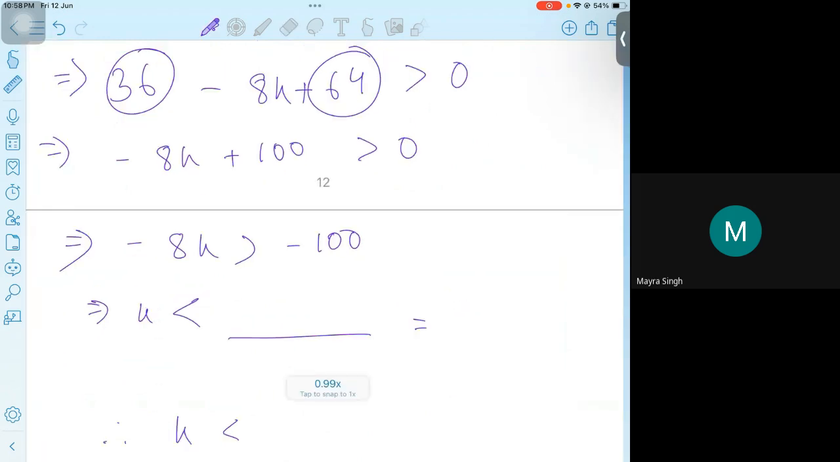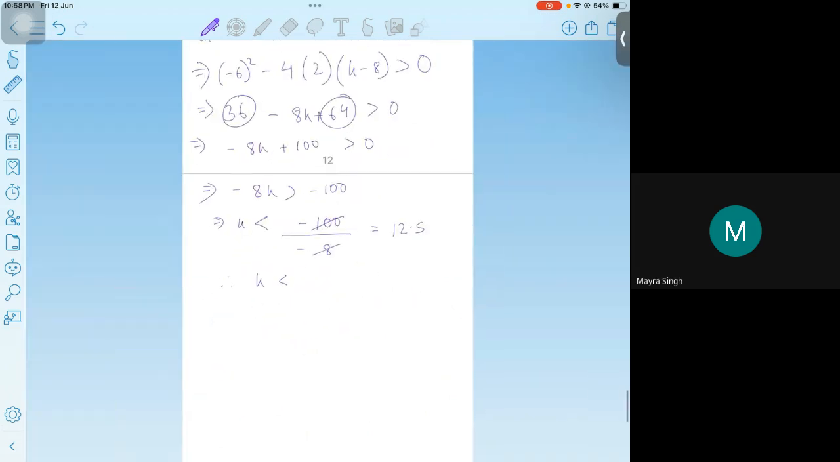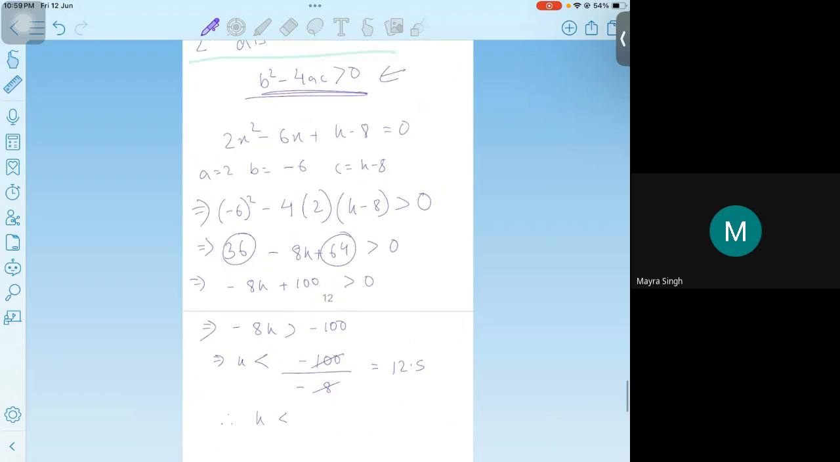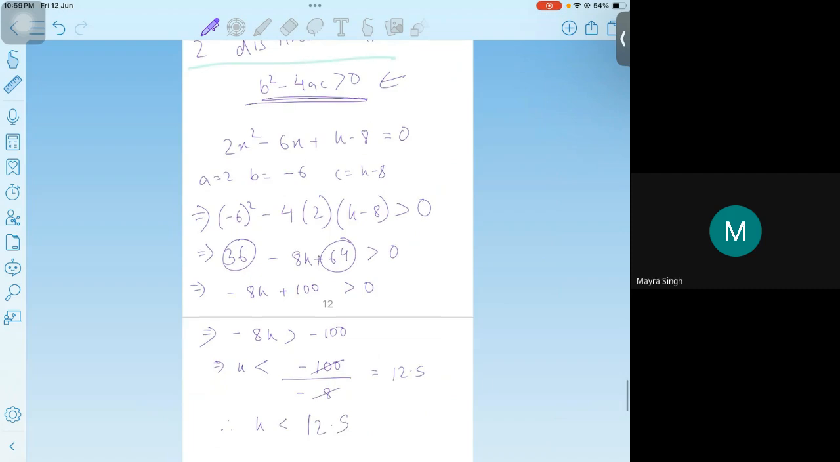So what we had was minus 100 here, minus 8 here. And if you simply just divide this, you get 12.5. My apologies. I was thinking of the next question already, so I just wrote a couple of extra zeros out of nowhere. So you have 12.5 here. Okay? Any questions?